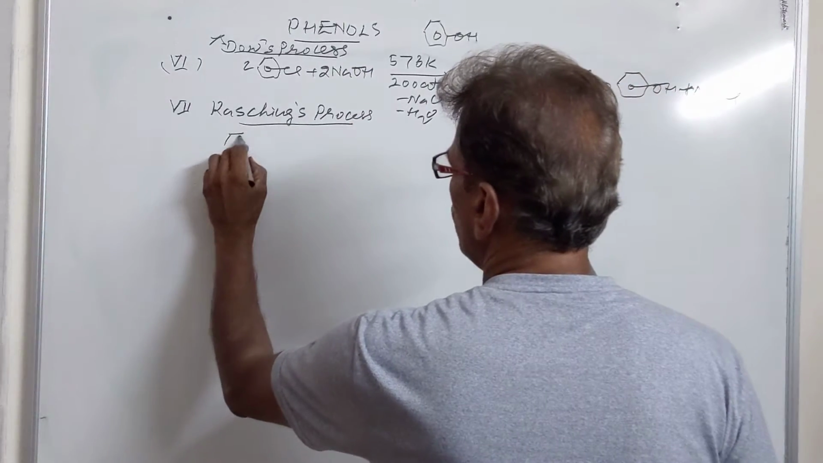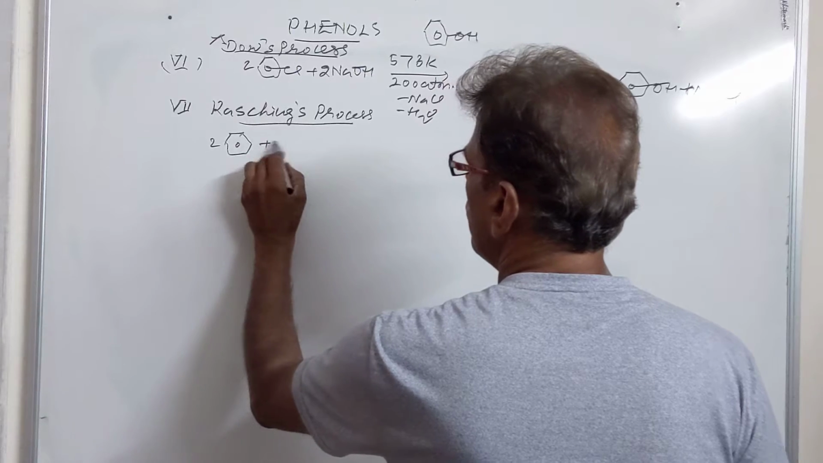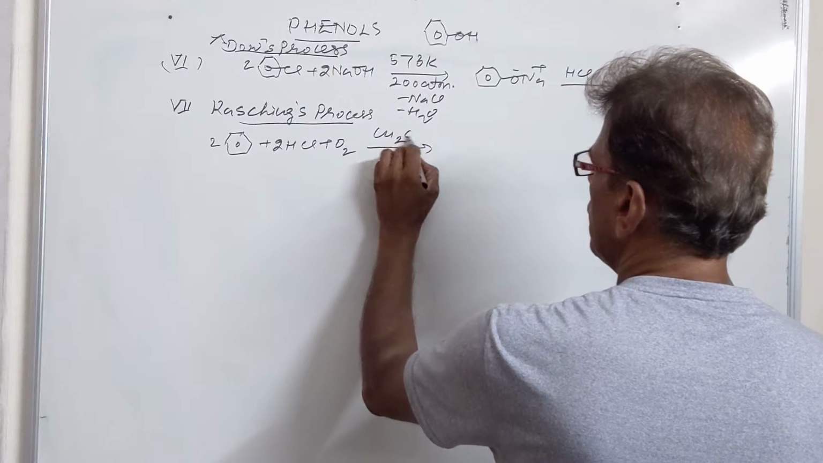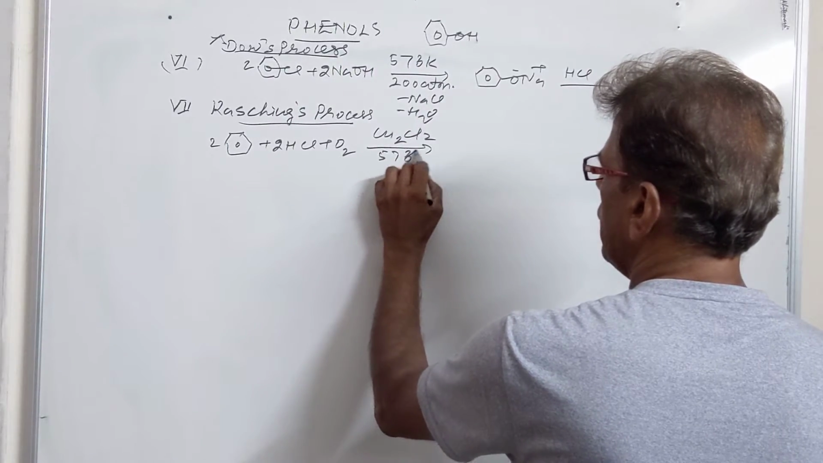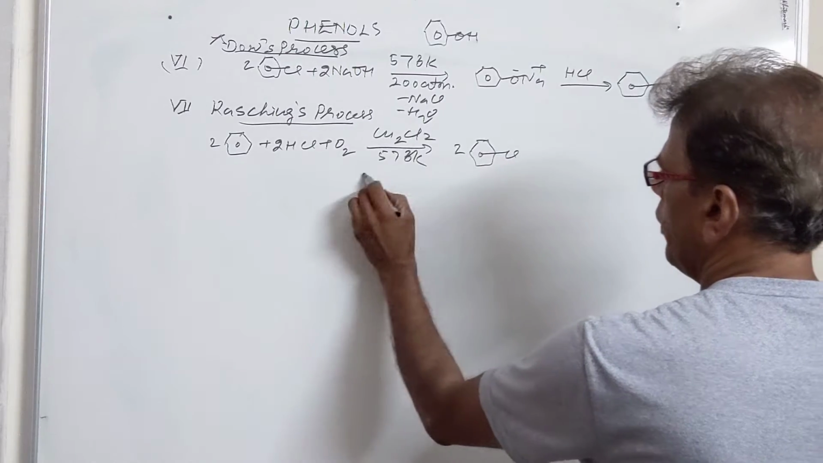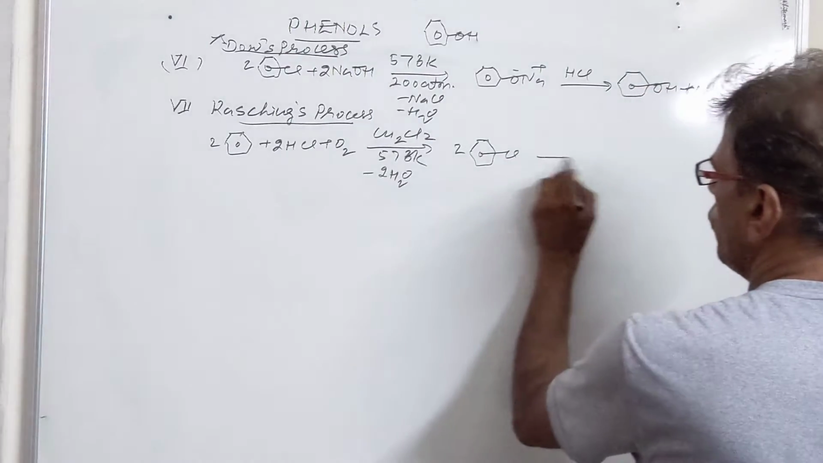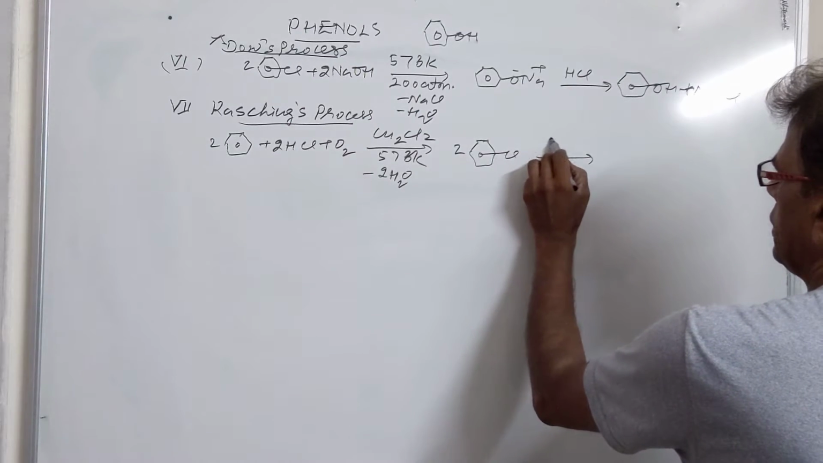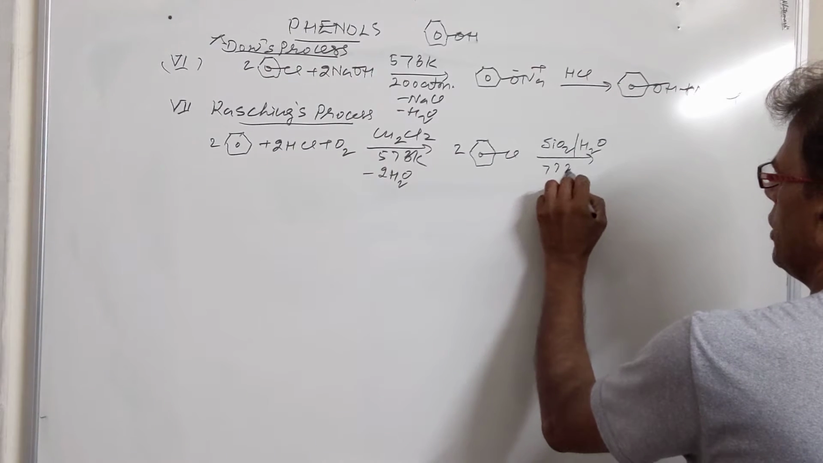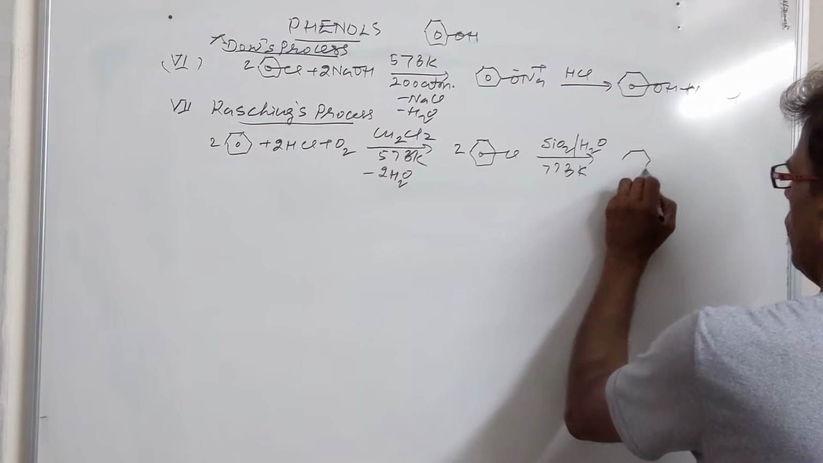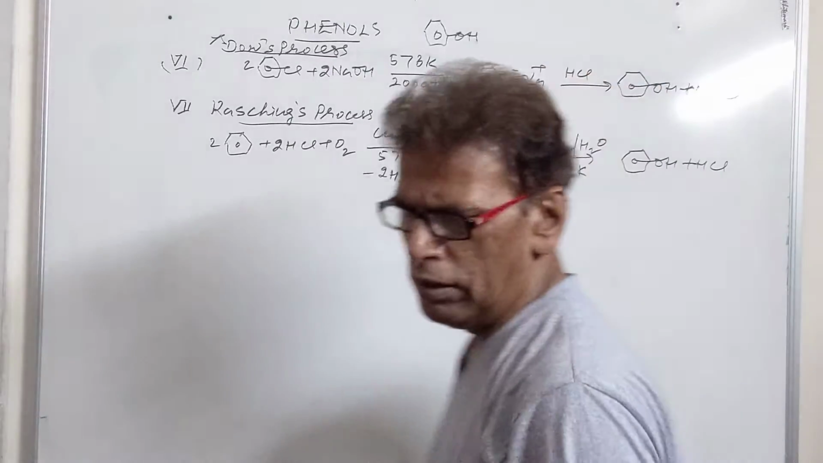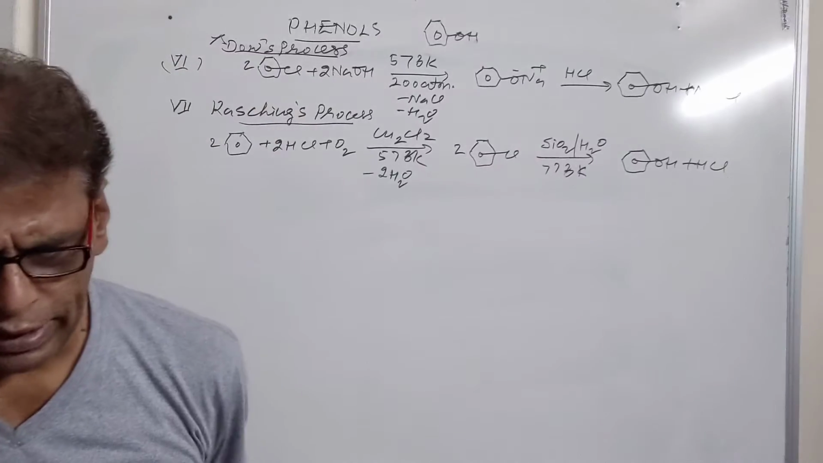Here the vapors of benzene, HCl and oxygen are passed over heated cuprous chloride at 573 Kelvin. Then we get two molecules of chlorobenzene and two water is lost here. Chlorobenzene treated with SiO2 in the presence of water at 773 Kelvin hydrolyzes chlorine and produces phenol, plus HCl is obtained in this method. So this is the Raschig process of getting phenol.